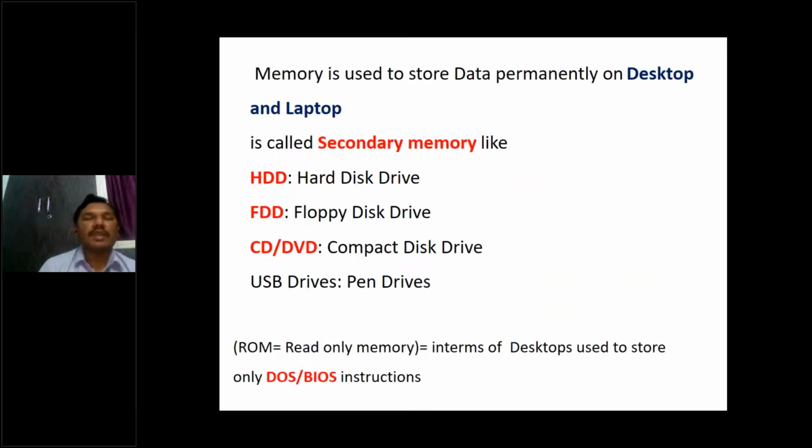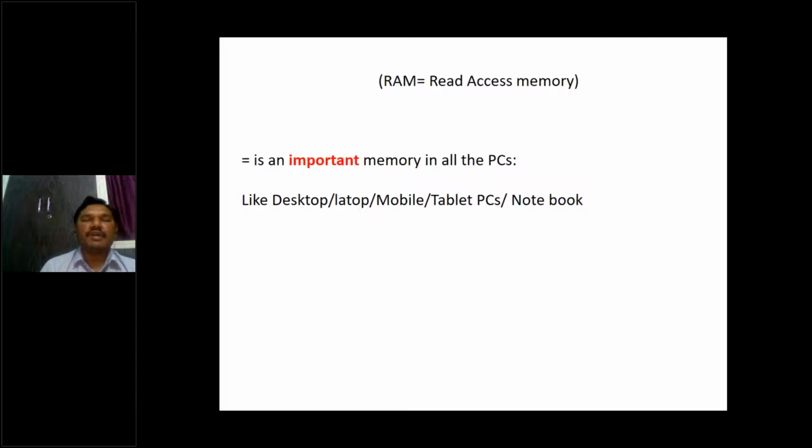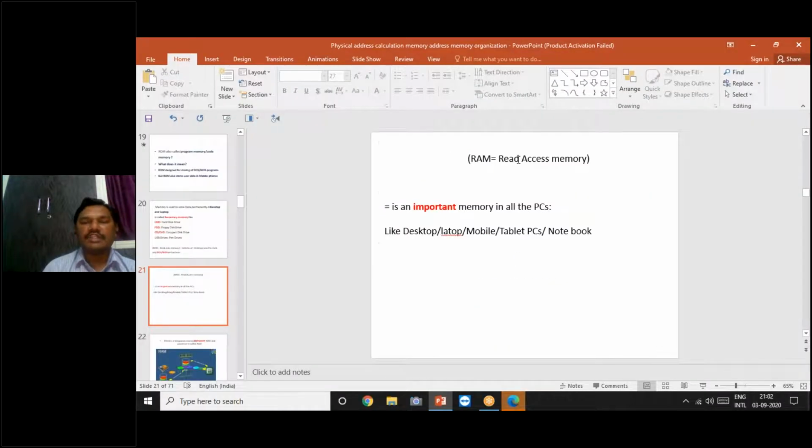Whereas the memory used to store data permanently on a desktop or laptop is called secondary memory, like hard disk memory, floppy disk memory, CD or DVD. These are all called secondary memories, and in terms of desktop and laptop, we use this terminology for storing data. Next one is RAM. RAM stands for random access memory. Sorry, this is not RAID. This is called random access memory.